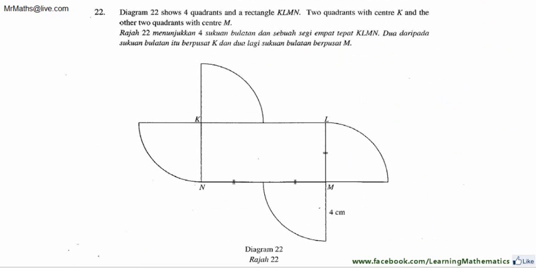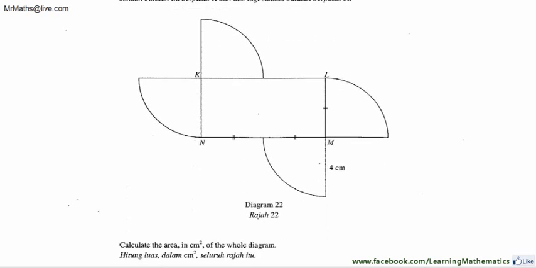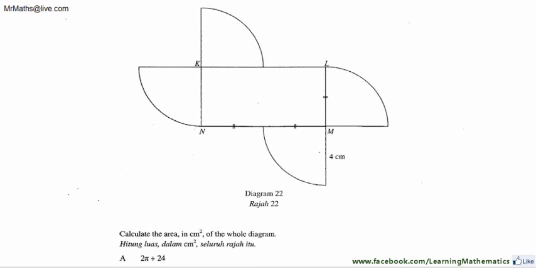Diagram 22 shows 4 quadrants and a rectangle KLMN. KLMN is a rectangle. 2 quadrants have center K, and the other 2 quadrants have center M. Pretty good question, huh? Calculate the area in cm squared of the whole diagram. Whole diagram. It's not that difficult, right?